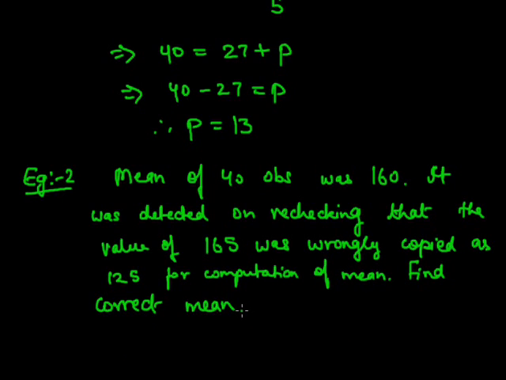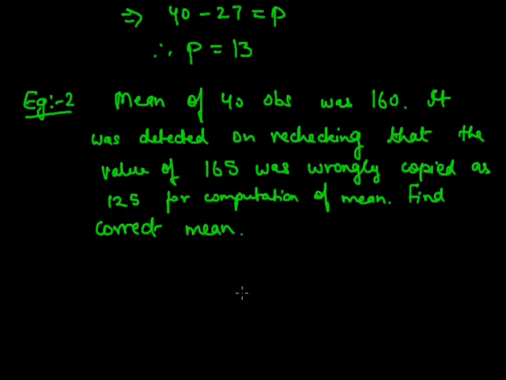So in this problem it is given that the mean of 40 observations is 160. But while rechecking, it was found that one observation was wrongly copied. That is, the observation was copied as 125 instead of 165. It means that the correct observation was 165 and it was wrongly taken as 125. Because of this, the mean we get was wrong. So accordingly, we need to find the correct mean.